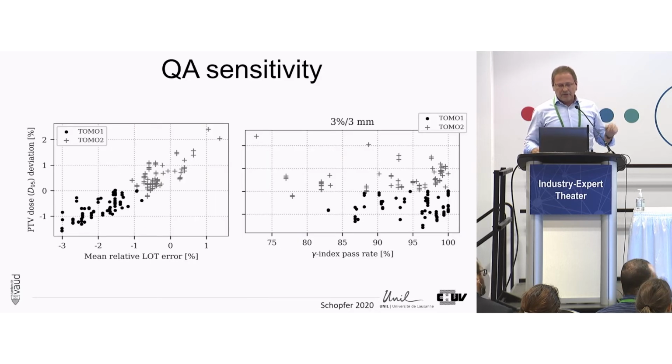And the other interesting thing about that tool is that it is sensitive to differences. So when you have a mean relative leaf open time error, this is the graph on the left, and you compare that with the D95, you see that there's a correlation between what we measured and the quality of the plan, which is absolutely not the case with the gamma index that you can see on the right.